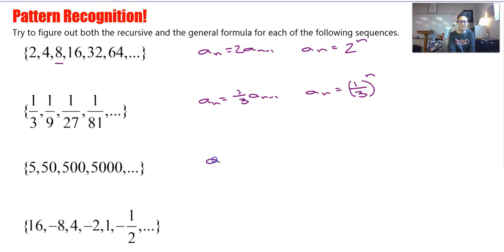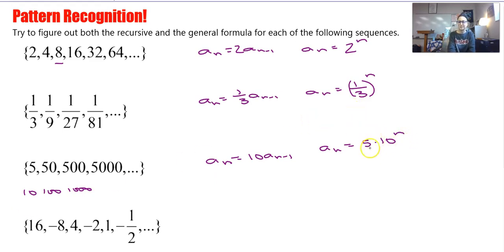Here, a general formula, we are doing what each time? Multiplying by 10. However, if I just try doing 10 to the nth power, we have some problems, right? Because 10 to the first is 10. 10 squared is 100, and then 1,000. So I can see I'm off by this factor of 5, certainly, right? So let's try multiplying by 5 and doing it this way.